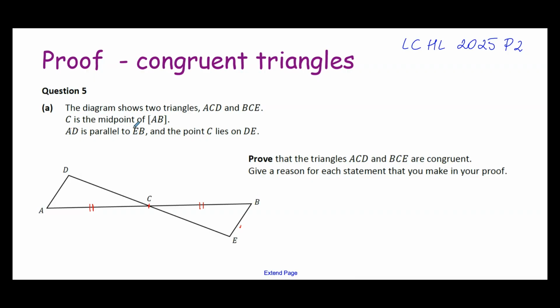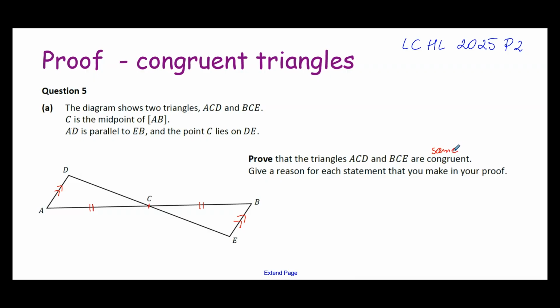AD is parallel to EB, and the point C lies on DE. So what do we need to do? We need to prove that triangle ACD and BCE are congruent, meaning the same.